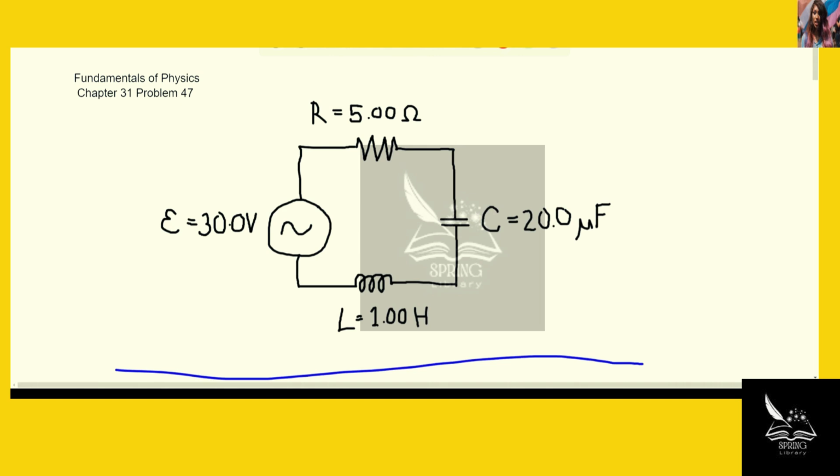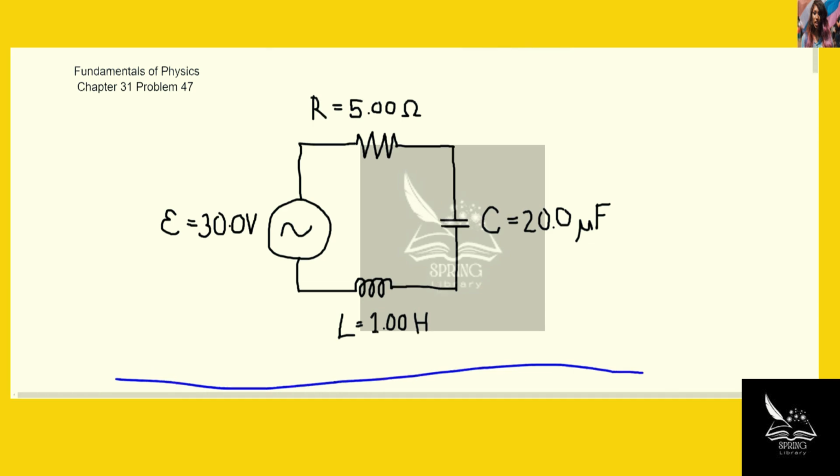Fundamentals of Physics, Chapter 31, Question 47. For this problem, we'll determine some characteristic values for a very simple LRC circuit. The circuit itself is a serial loop with four components: the voltage source, a resistor, a capacitor, and an inductor, with values as shown. This problem is broken into 5 parts.